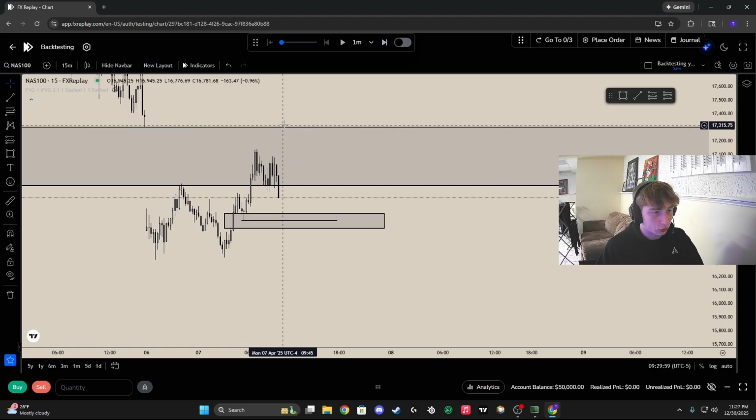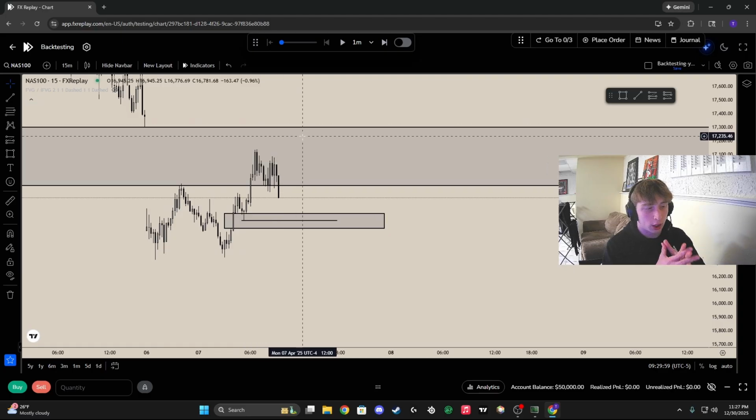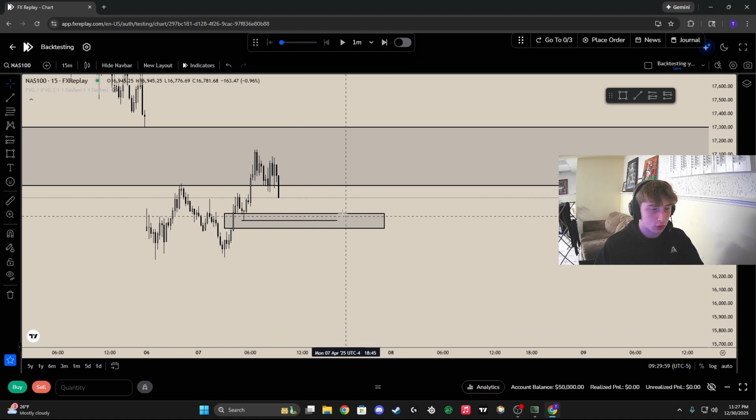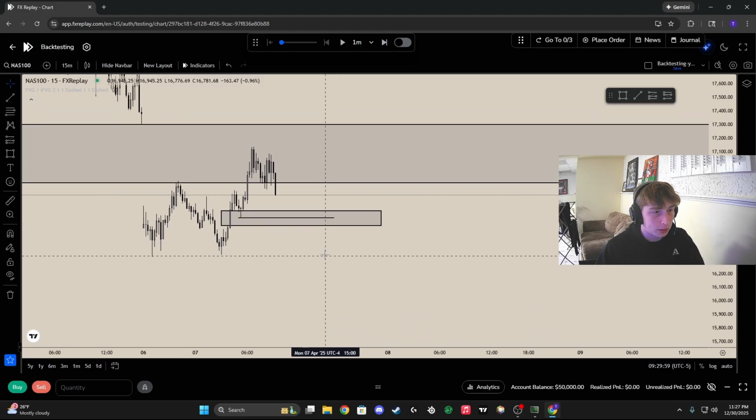So we want to see us reach the top of it. That's the only time you're really ever going to want to see reaching the full fair value gap. Usually when you use fair value gaps, you just want to see it touch into it a little bit and then reject, stuff like that. But new week opening gaps are very different.